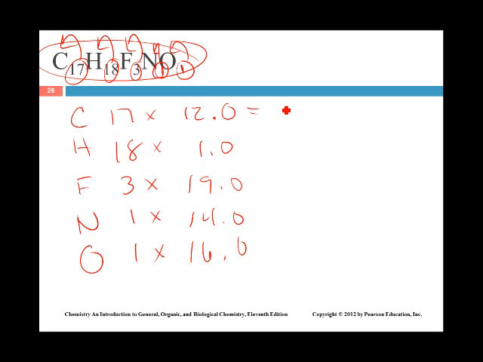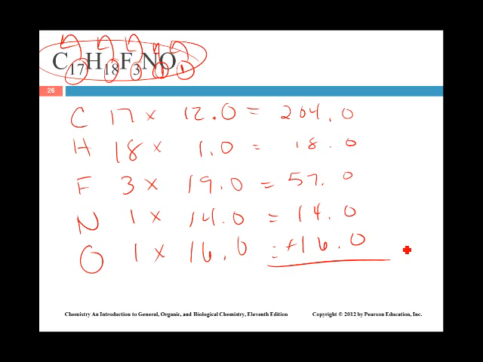So, we're going to take 17 times 12, comes out to be 204.0. 18 times 1 is 18.0. 3 times 19 is 57.0. That's going to be 14.0, and that's going to be 16.0. It doesn't matter how complex the compound is, the method is always the same. So it would be 204 plus 18 plus 57 plus 14 plus 16. That comes out to be 309.0 grams per mole of that big compound for the antidepressant, for Prozac. That was really sloppy.